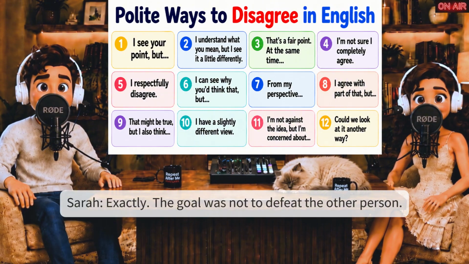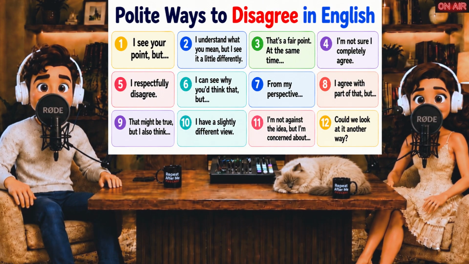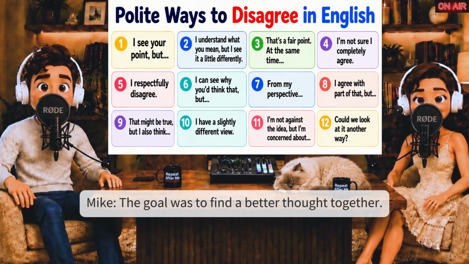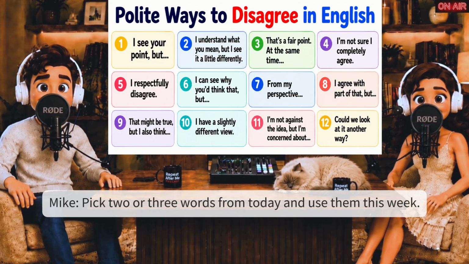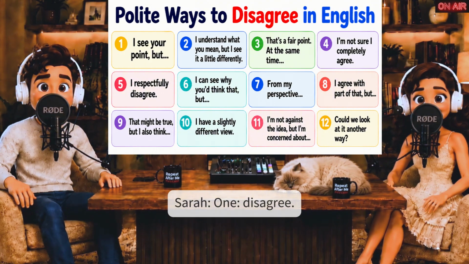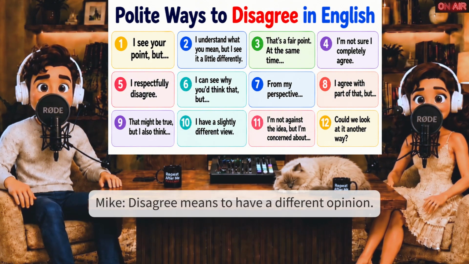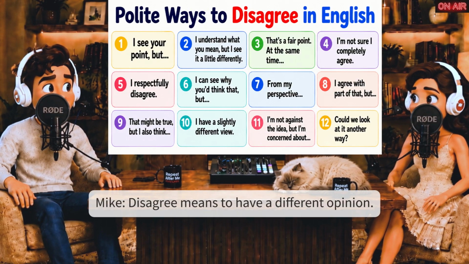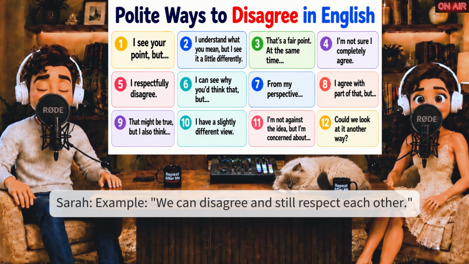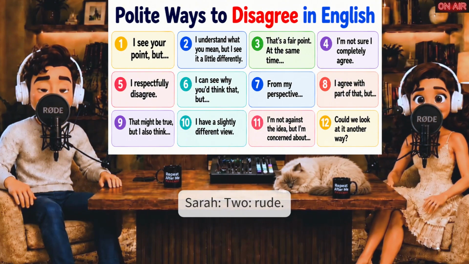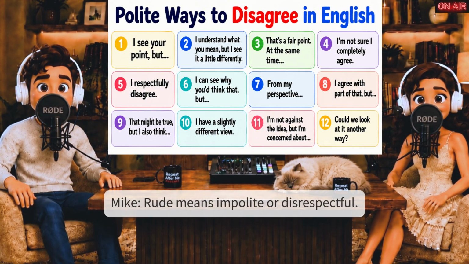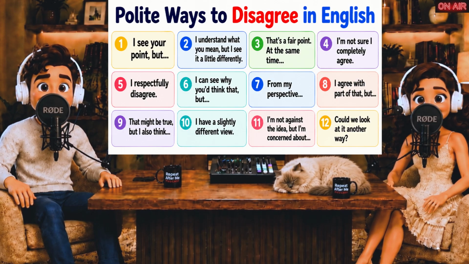Exactly. The goal was not to defeat the other person. The goal was to find a better thought together. Now let's do the word tour. Pick 2 or 3 words from today and use them this week. 1. Disagree. Disagree means to have a different opinion. Example, we can disagree and still respect each other. Repeat. Disagree.